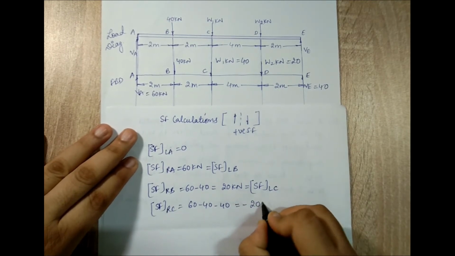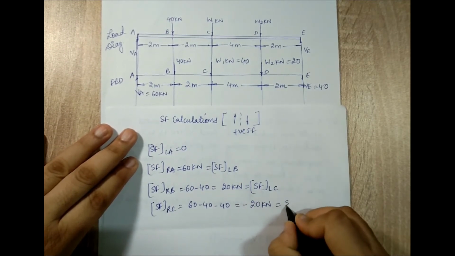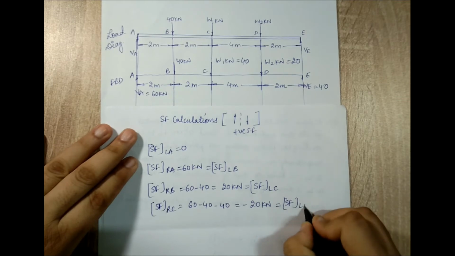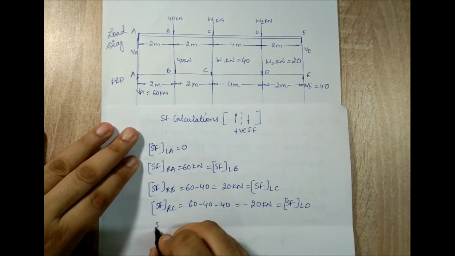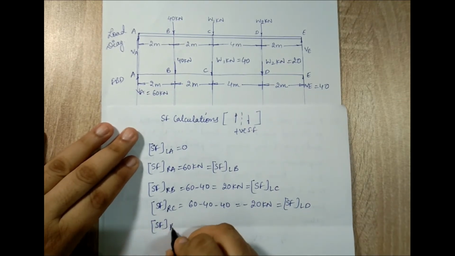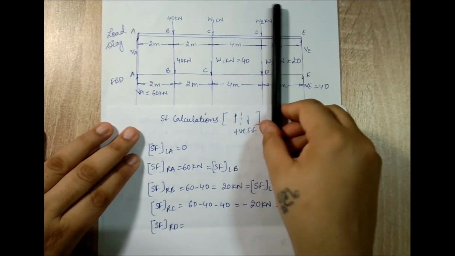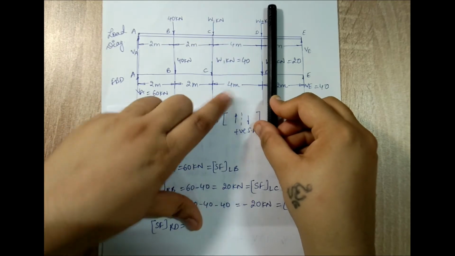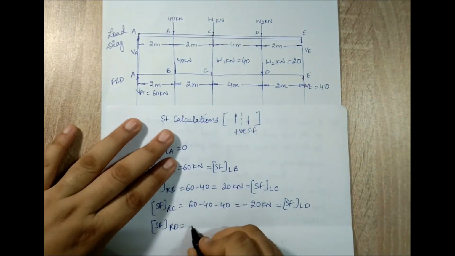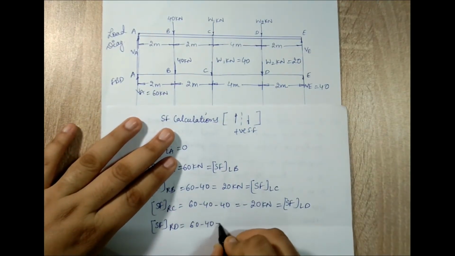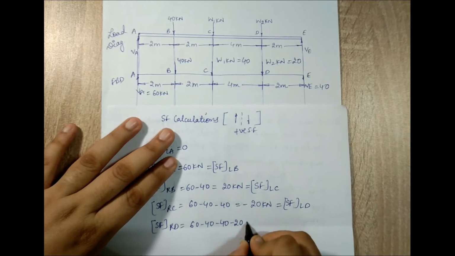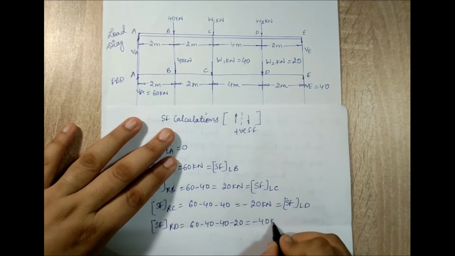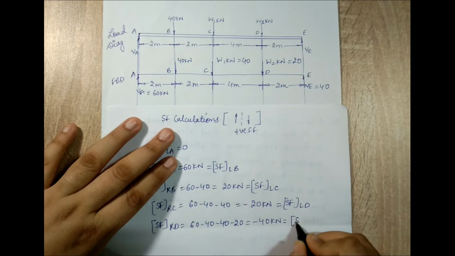I get minus 20 kilonewton, which is equal to the shear force to the left of D. Next, I'll calculate shear force to the right of D. For that, I'll stand here. I can see plus 60 minus 40 minus 40 minus 20. So I get minus 40 kilonewton, which is equal to the shear force to the left of E.